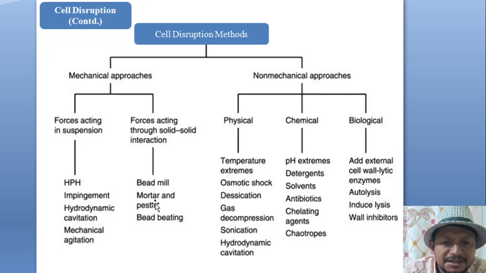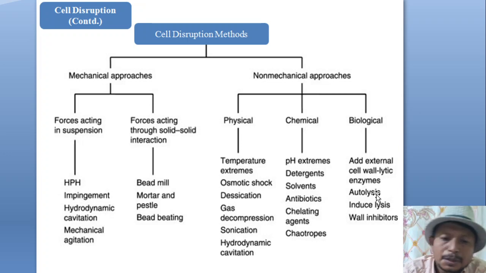Suppose we have used the mortar and pestle, the osmotic shock, and also autolysis. These are three different ways of isolating our intracellular enzymes. So we can have a comparative study to see in which way we have the maximum yield or have maintained the enzyme activity. In my opinion, both these ways help us standardize what sort of method we are going to use for our research purpose.